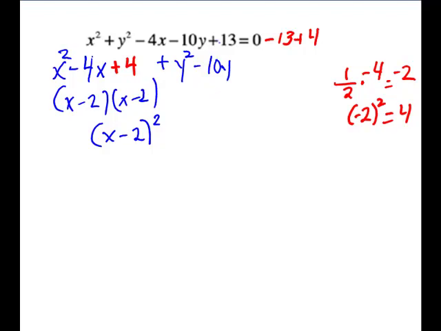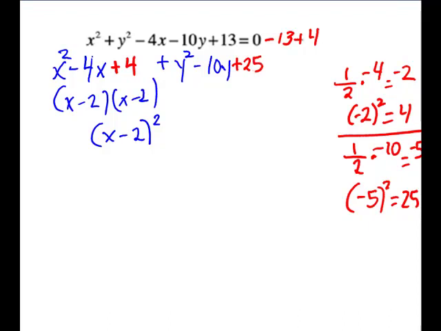And I'm going to find my number that I have to add right here. So I have to take half the coefficient of y, which gives me a -5, square it, which gives me 25, and that is what I'm adding to both sides. So I'm doing plus 25 and plus 25.